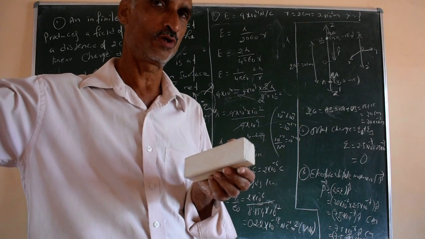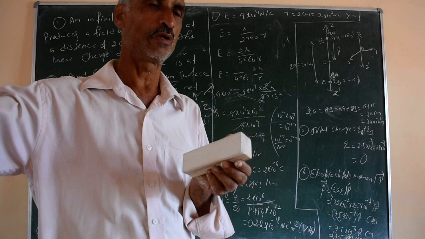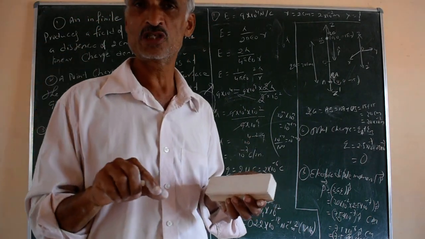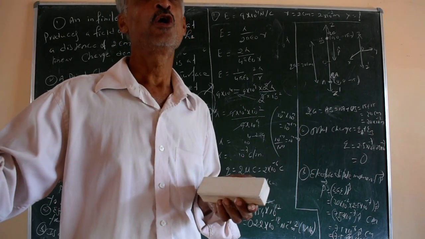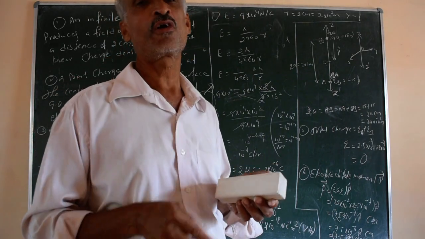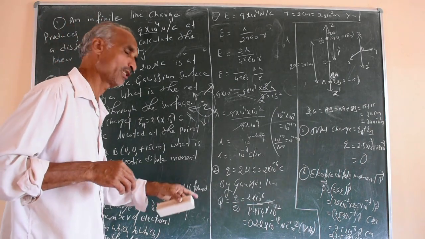Inbuilt, the number of electrons is equal to the number of protons. But if some electrons are lost, then protons are in excess. The number of protons will be more than the number of electrons. The body which loses electrons becomes positively charged, and the body which gains electrons becomes negatively charged. A negative charge of 3 x 10^-7 coulombs is there.